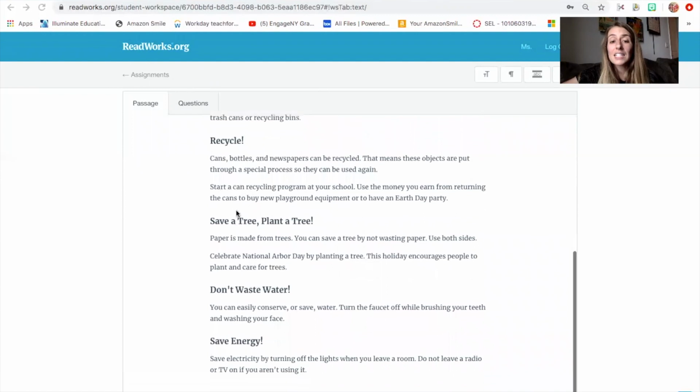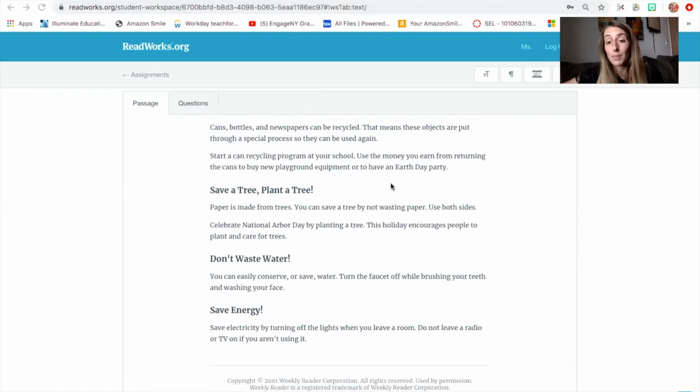Recycle. Cans, bottles, and newspapers can be recycled. This means these objects are put through a special process so they can be used again. Start a can recycling program at your school. Use the money you earn from returning the cans to buy new playground equipment or to have an Earth Day party.